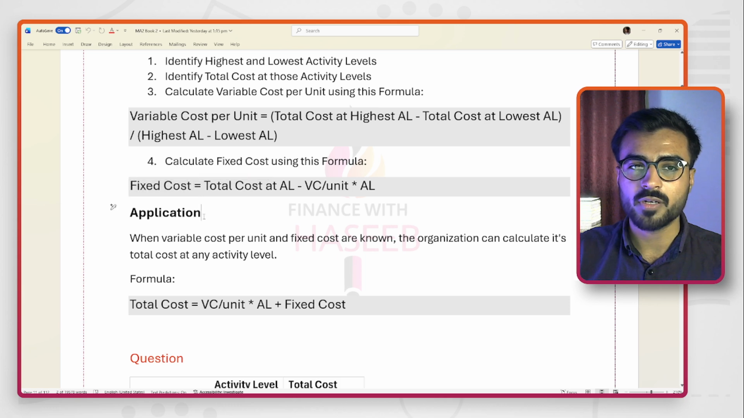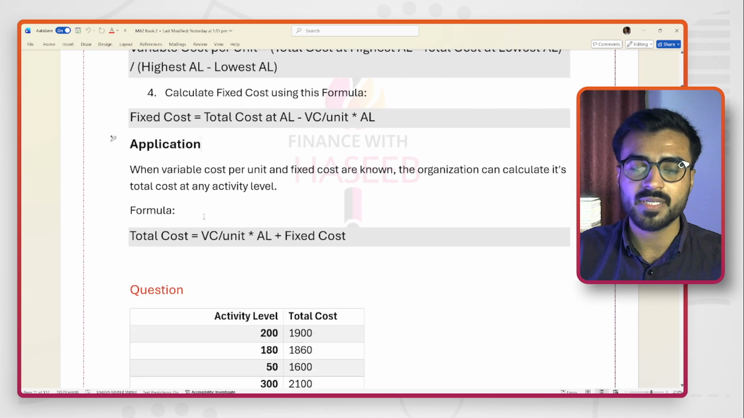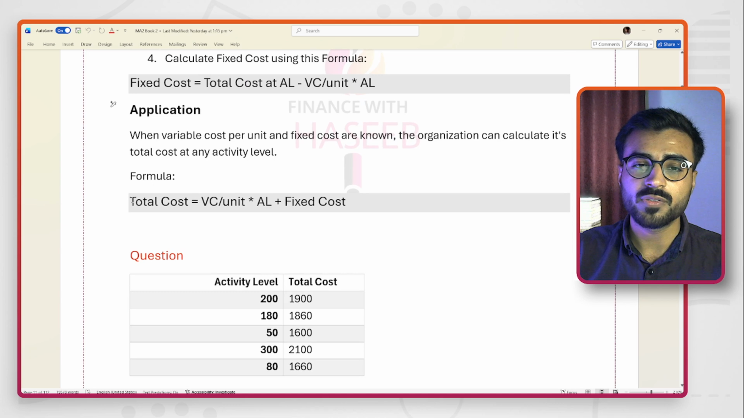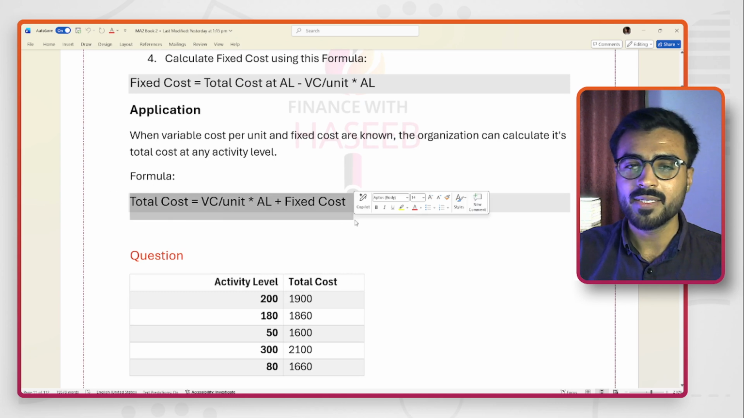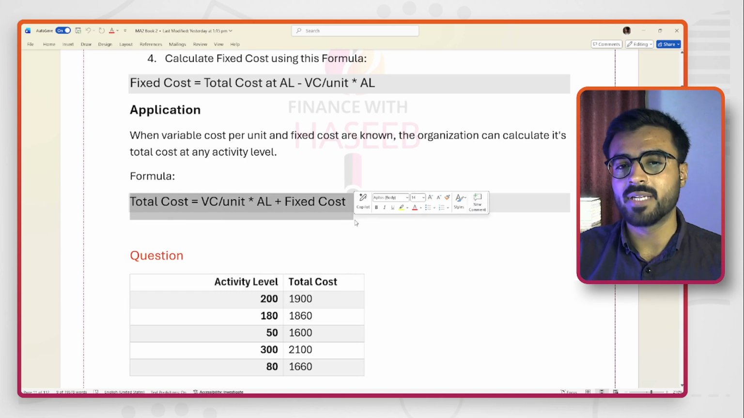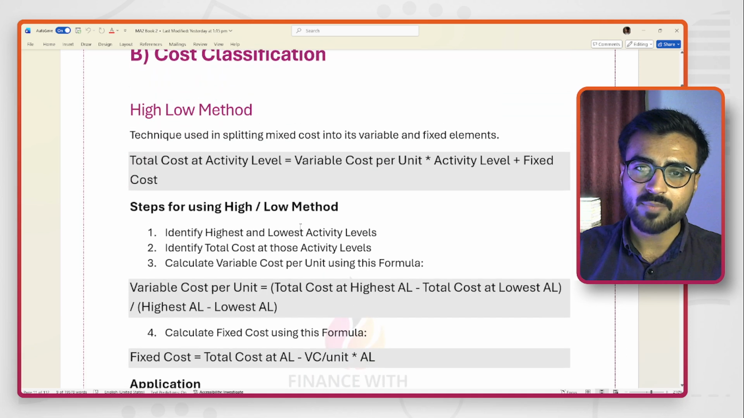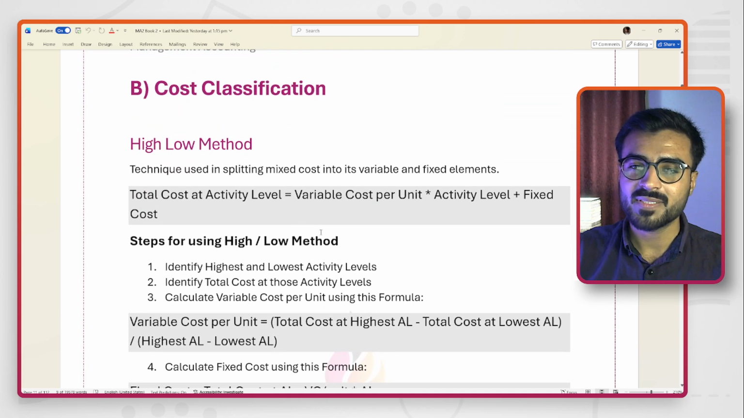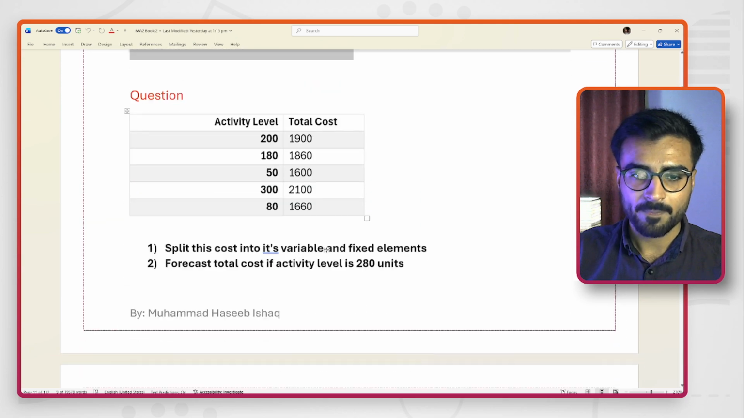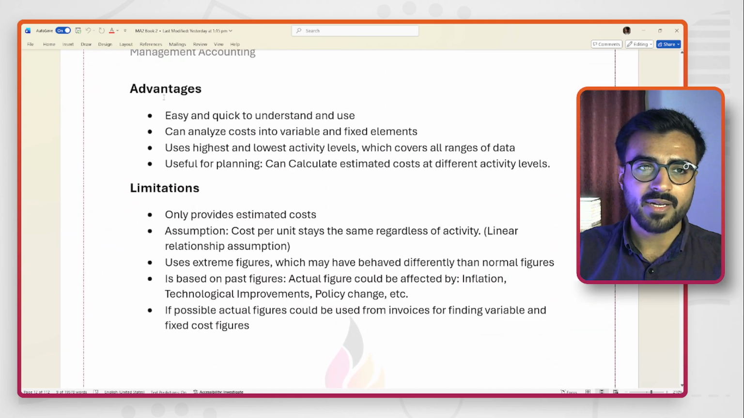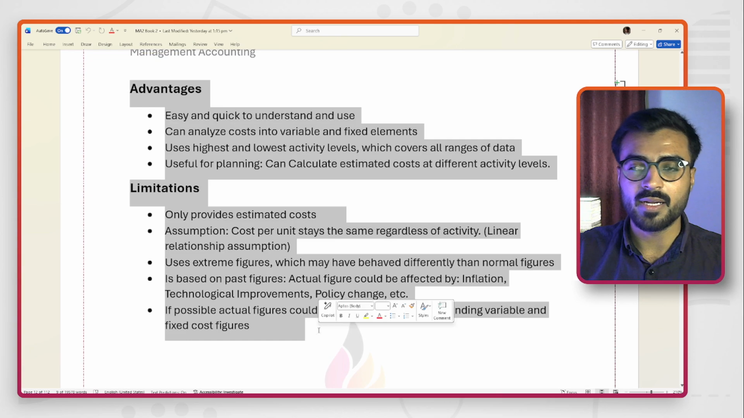So once you have got the variable cost per unit and the fixed cost in total, then you could use this formula to predict the total cost at any activity level, at any forecasted activity level. So a very simple technique that you could apply to any business, and as you saw, this uses very little information. So now let's go to the advantages and limitations of the high-low method.